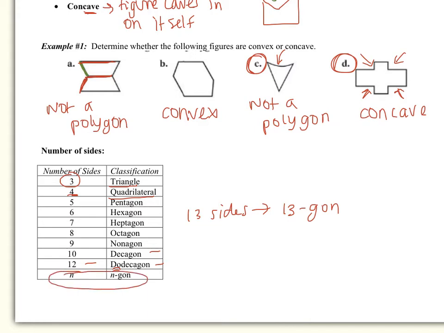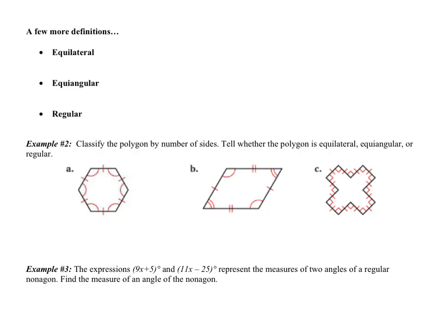Okay, so that's page 19. Right now, I would like you to flip to page 20. Okay, so we have a few more definitions that we need to write down. Equilateral is when a figure has all sides congruent. So that's where the lateral comes from. All the sides are congruent. Equiangular means all the angles are congruent.